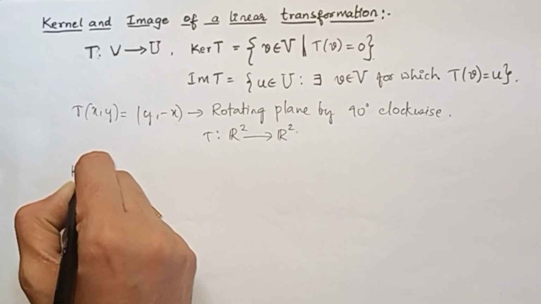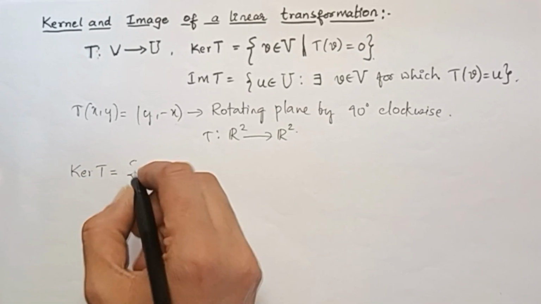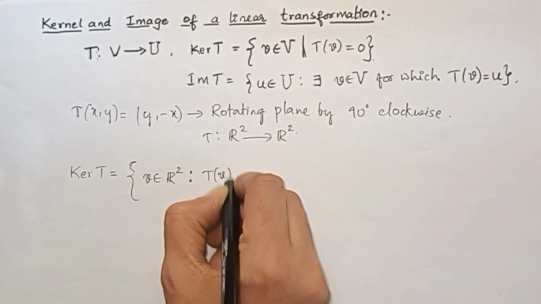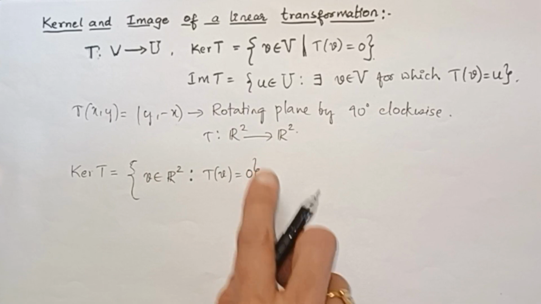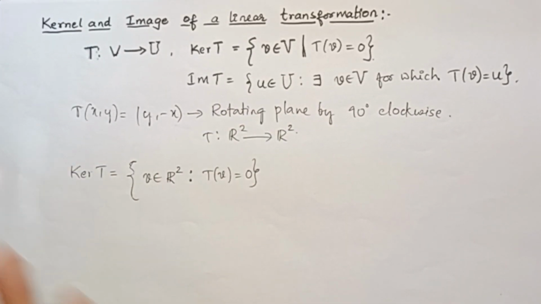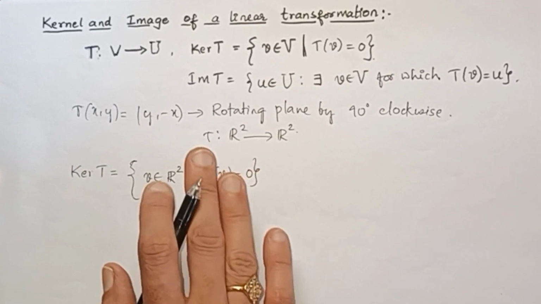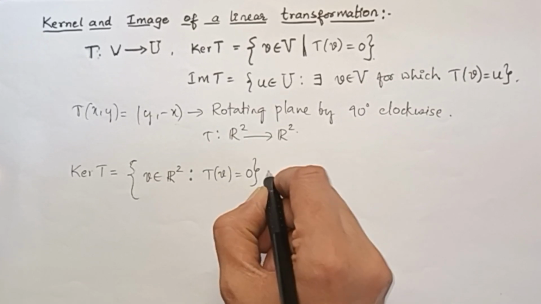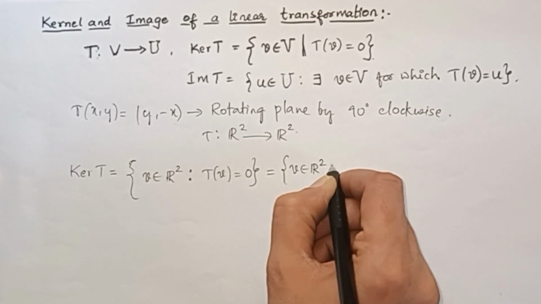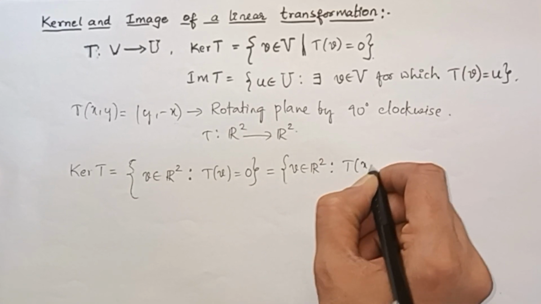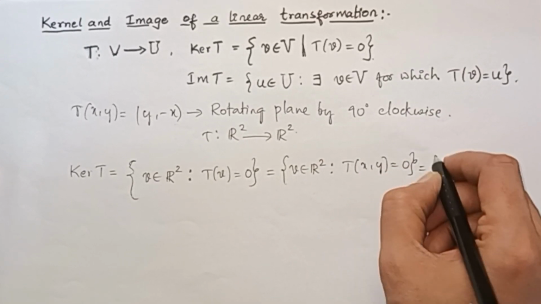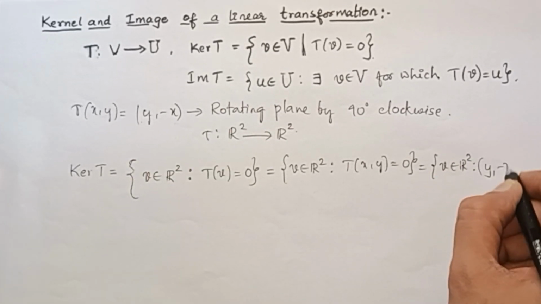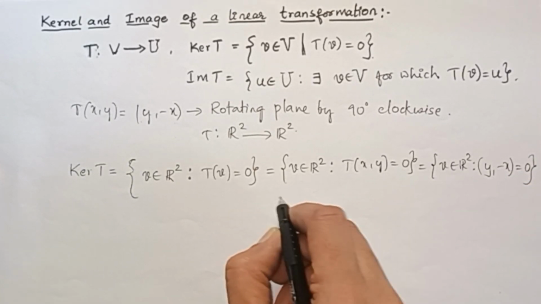So we have to find out the kernel of this transformation. Kernel of T is the set of all those vectors in R square such that T of v equal to 0. Those vectors which map to 0 all come under this set, kernel of T. So the set of all v belonging to R square such that T of x comma y equal to 0. What is T of x comma y? It is y comma minus x equal to 0.